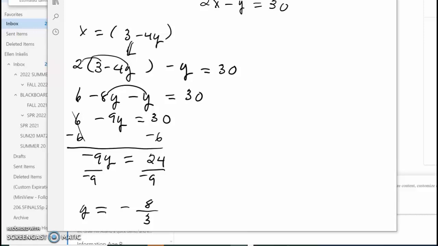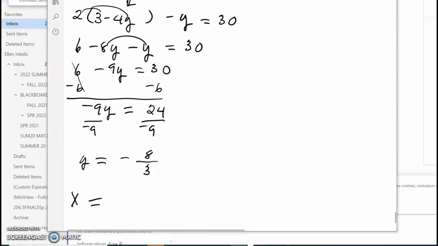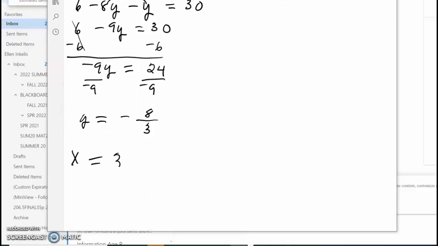So at this point, again, it's difficult to graph. That's why we have an algebraic way of solving. So now let's solve for x. So x was equal to 3 minus 4y. 3 minus 4, well, what is y? Y is now negative 8/3. So x equals, let me clean up this. So this is 3 plus 4 times 8 is 32 over 3.